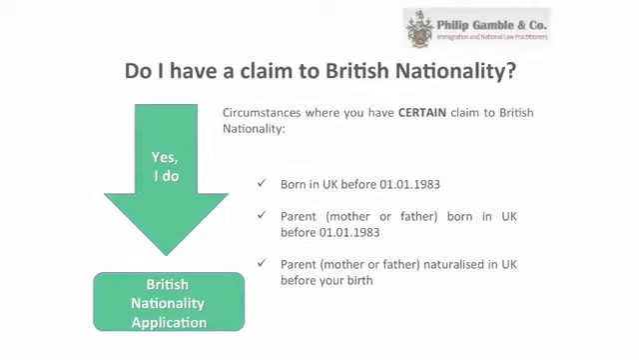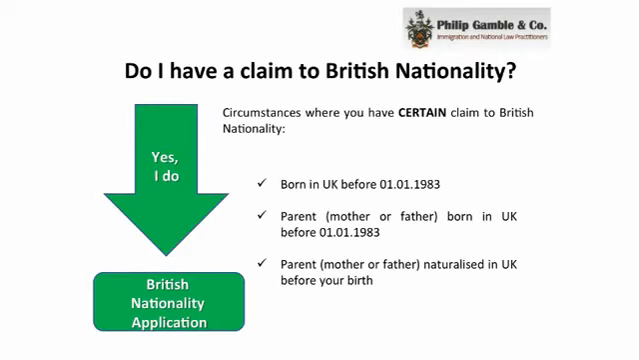So let's move on to circumstances where we feel that you have an automatic claim to British nationality. And they are: if you were born in the UK before the 1st of January 1983, if you have a parent, and it could be a mother or father, born in the UK before the 1st of January 1983, and finally if you have a parent, and again this could be a mother or father, naturalized in the UK before your birth. In such circumstances we feel that you have a claim to British nationality.